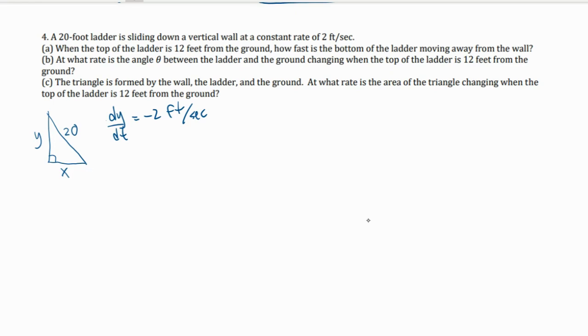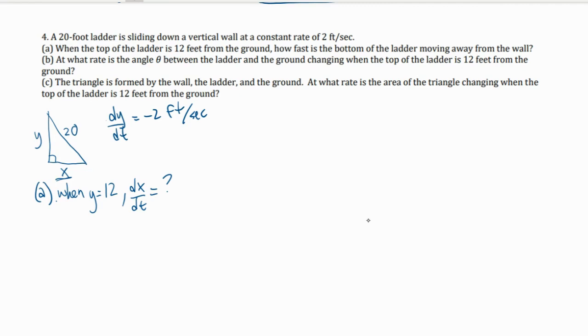All right, and then it says for part A, actually I'll do it right here. When the top of the ladder is 12 feet from the ground, so when y is equal to 12, how fast is the bottom of the ladder moving away from the wall? So the bottom of the ladder, that's x. So dx/dt is my question. And remember, x is the length at which the base of the ladder is away from the wall.